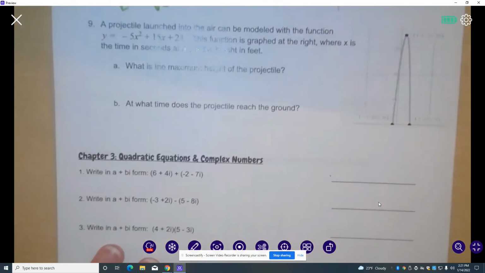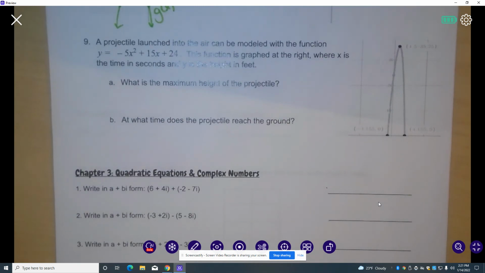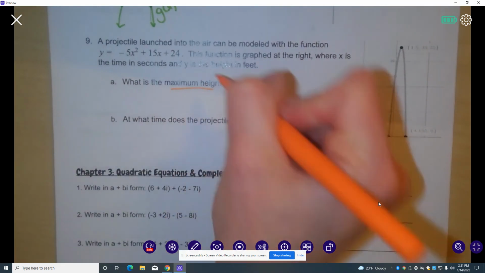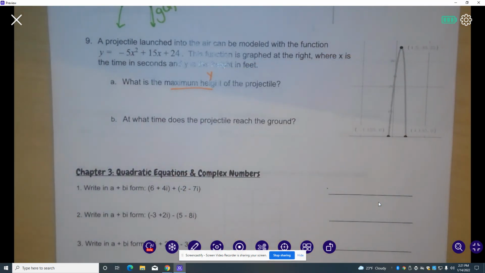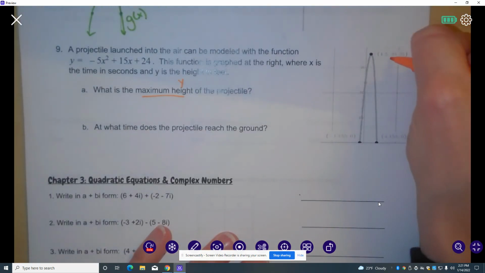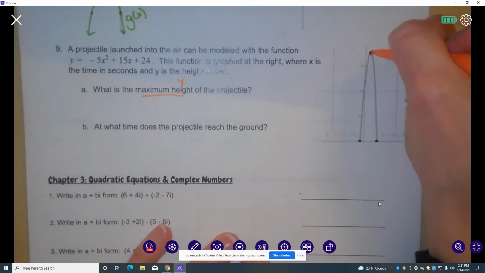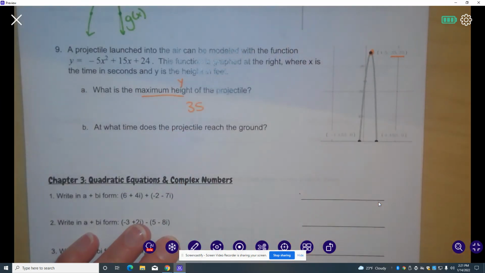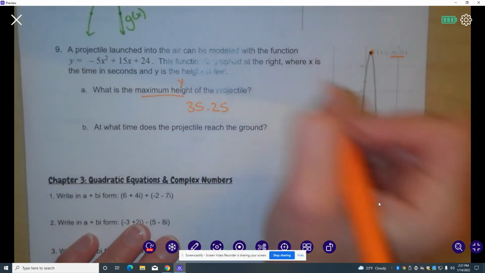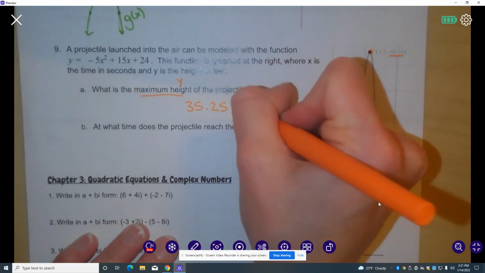Number 9. A projectile launched into the air can be modeled with the function y equals -5x squared plus 15x plus 24. This function is graphed at the right, where x is the time in seconds and y is the height in feet. What is the maximum height of the projectile? So we're looking for the y value of our vertex. It's pretty hard to see on mine, but the y value of my vertex here is 35.25. And this is in feet.